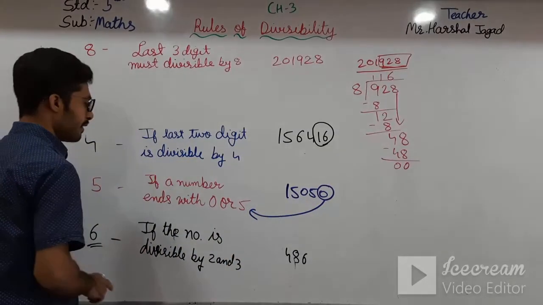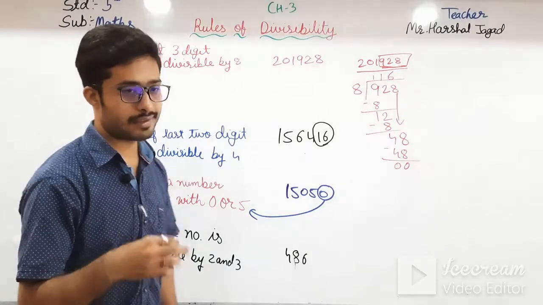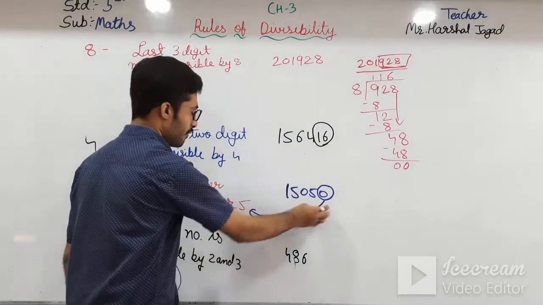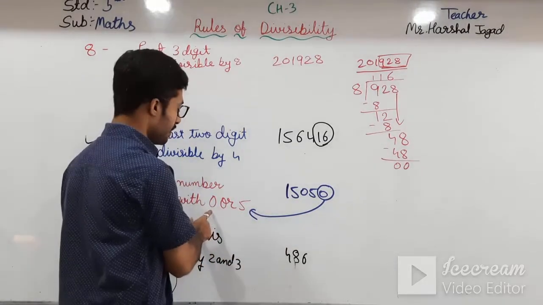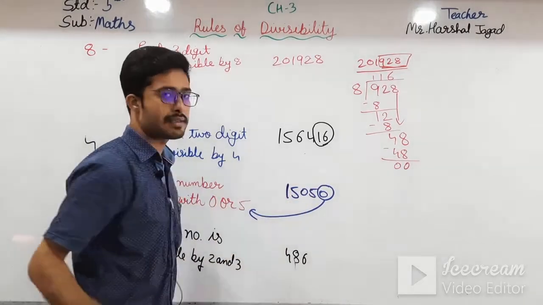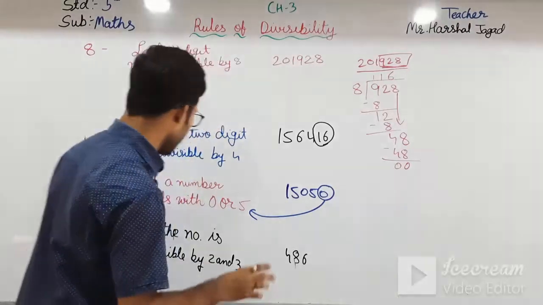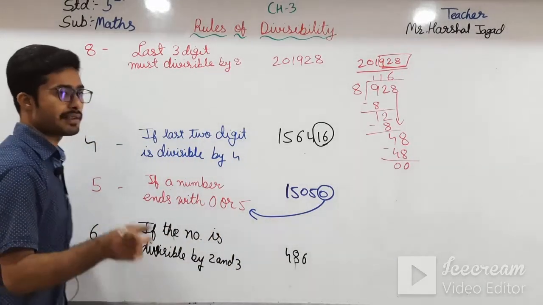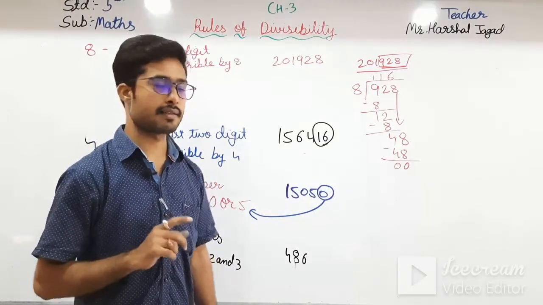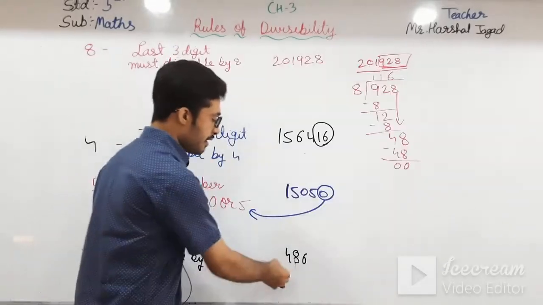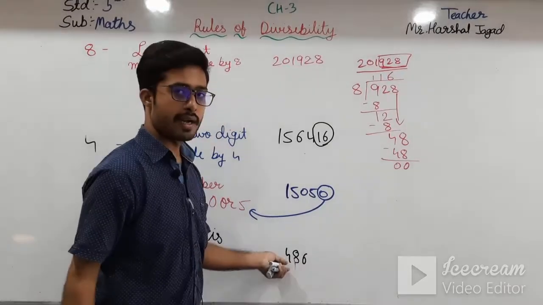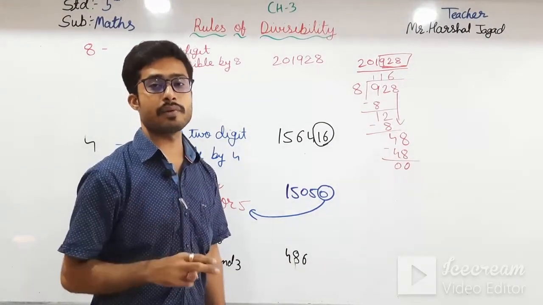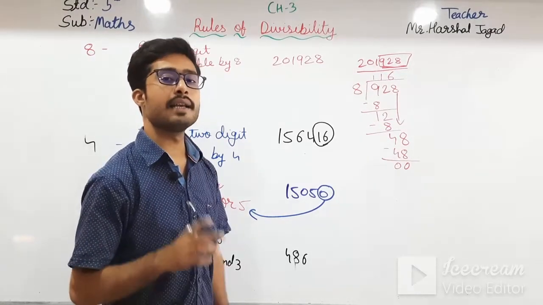Next, 5: how can we know whether a number is divisible by 5 or not? The last digit should be 0 or 5, then it is divisible by 5. And for 6, if the number is divisible by 2 and 3, then it is divisible by 6. We know how to check divisibility by 2 and by 3.